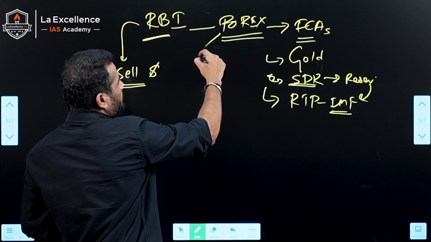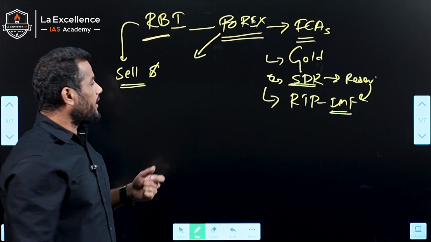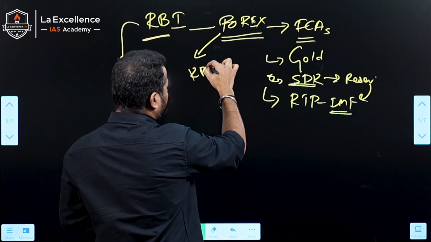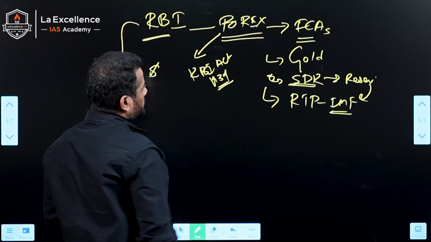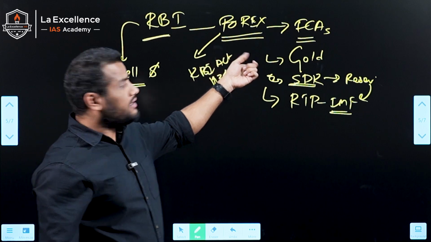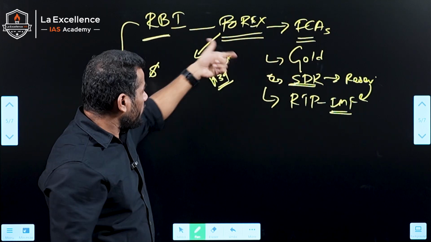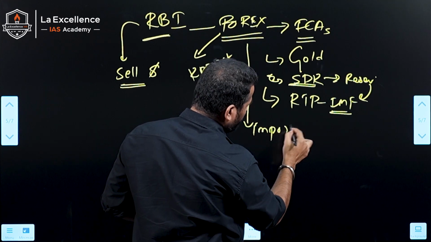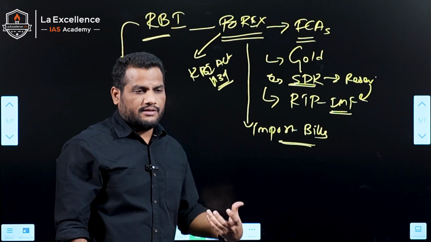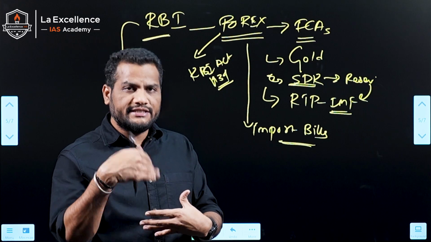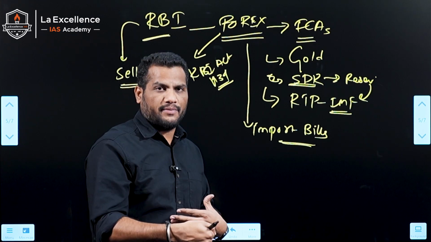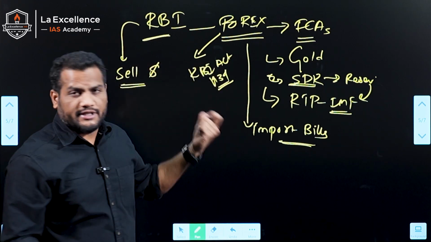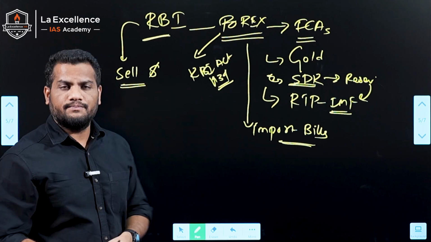RBI is entrusted to manage the Forex reserve according to the RBI Act of 1934. Because of this, RBI maintains the foreign exchange reserves, and this reserve can be used to meet our import bill. But whenever there is a crisis, the demand for the dollar is increasing, and the rupee is depreciating, RBI steps in and starts to sell the dollar.